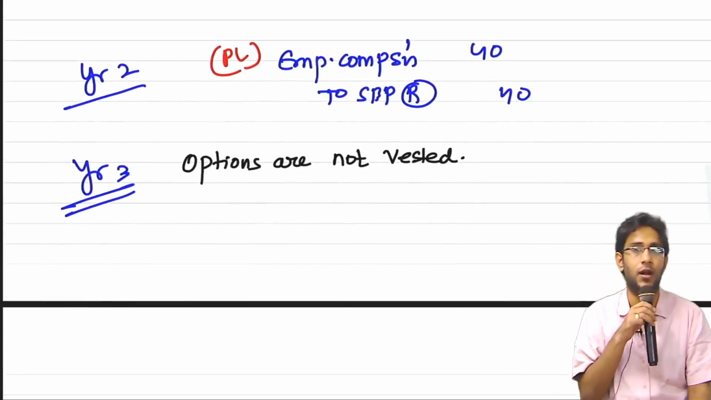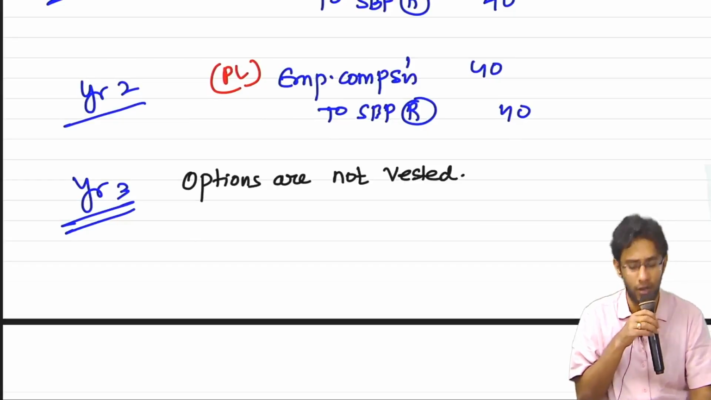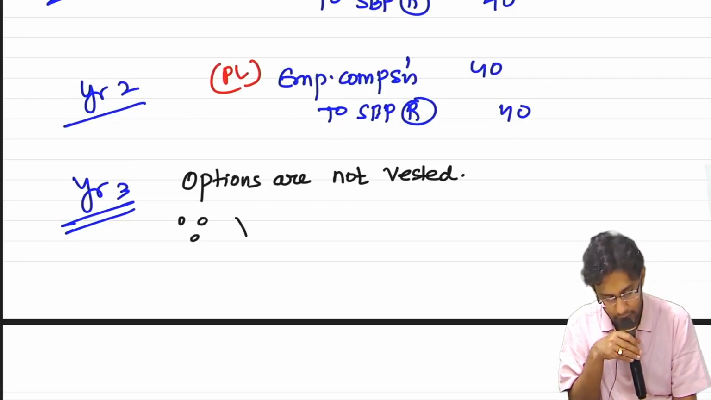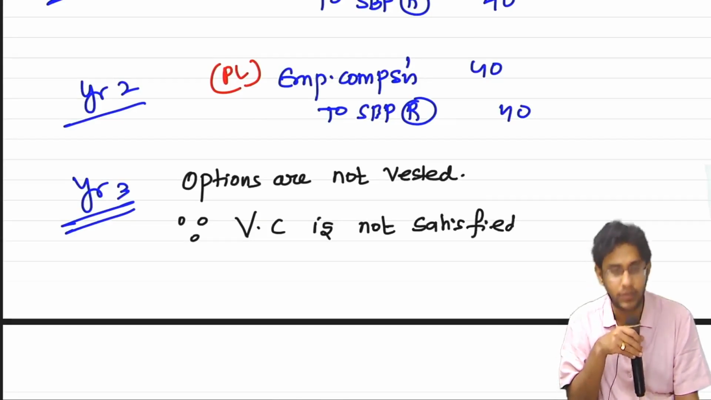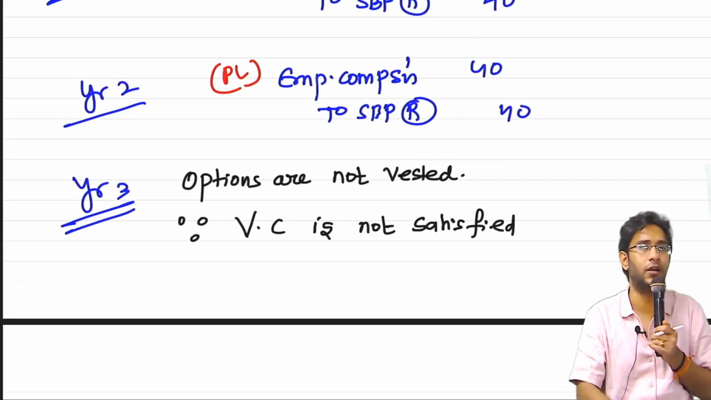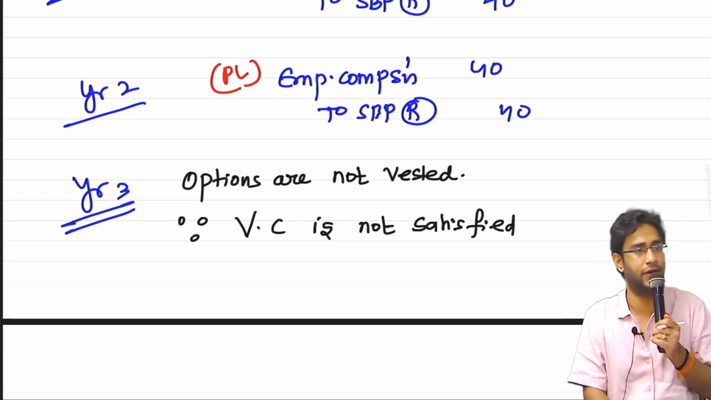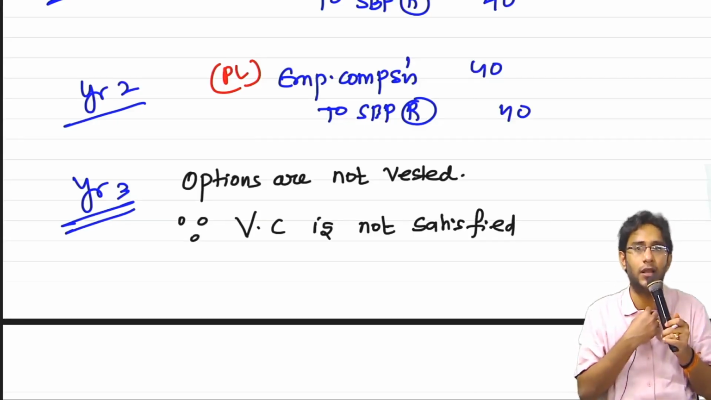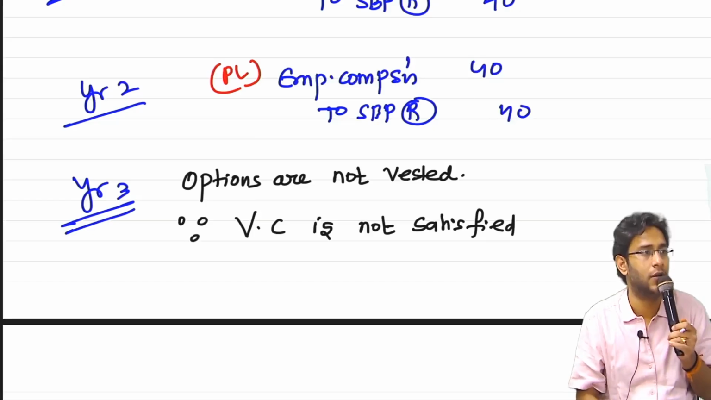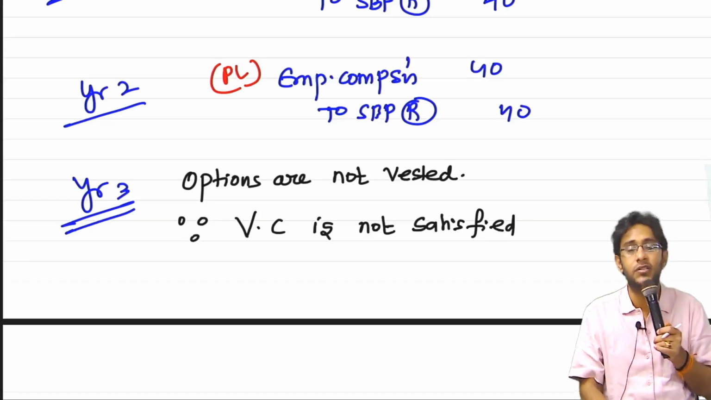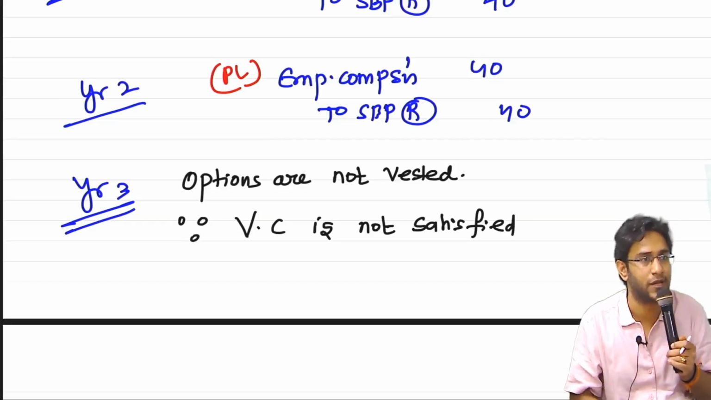Sir, why is the option not vested? You tell me why the option is not vested. Since the vesting condition is not met. Then why did you book expenditure in the first year and second year? At that time I thought it would be satisfied, so I booked it. In the third year, clarity came: the vesting condition failed. When the vesting condition fails, will you still book the expense?